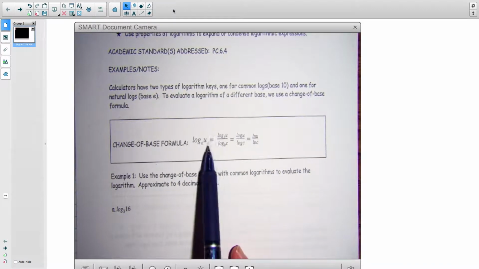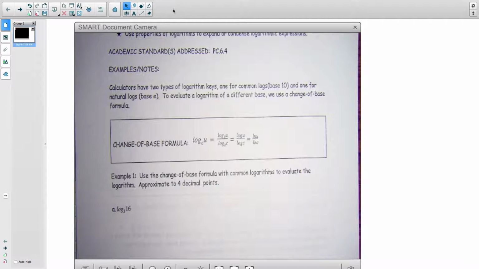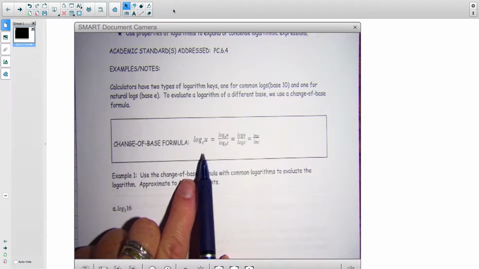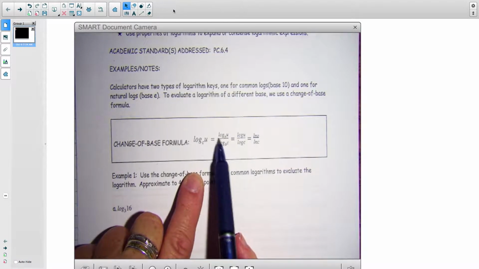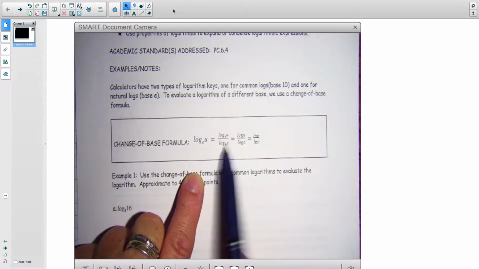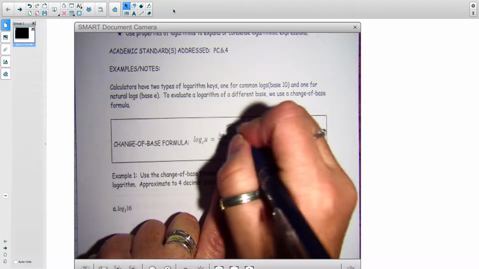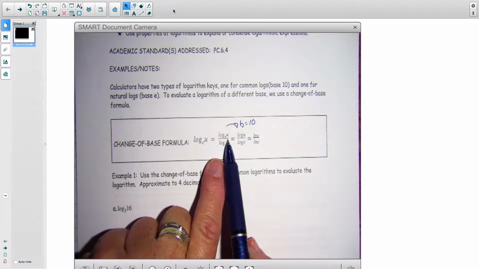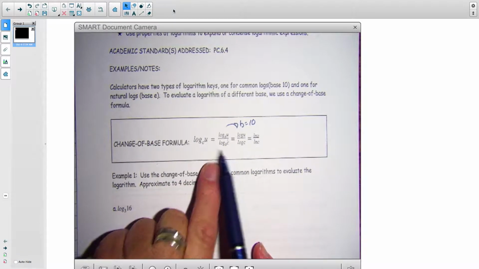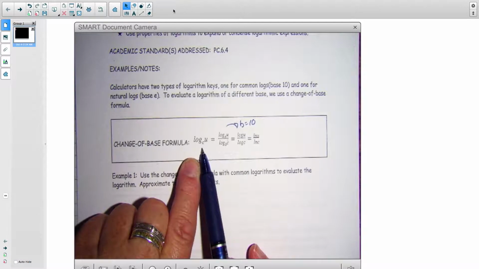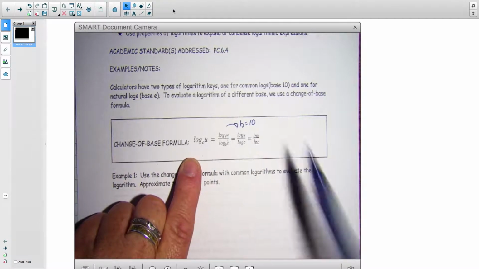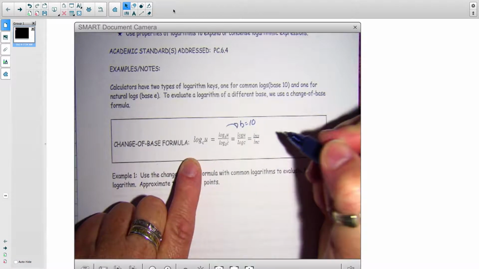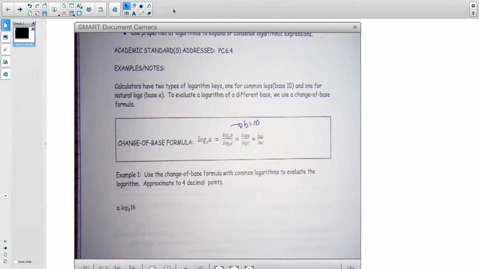So the log base c of u, in order to use, we're going to take log base b of u over log base b of c. In actuality, we're going to let b equal 10. So we're going to take the log of u divided by the log of c, or we could do natural log of u over natural log of c.